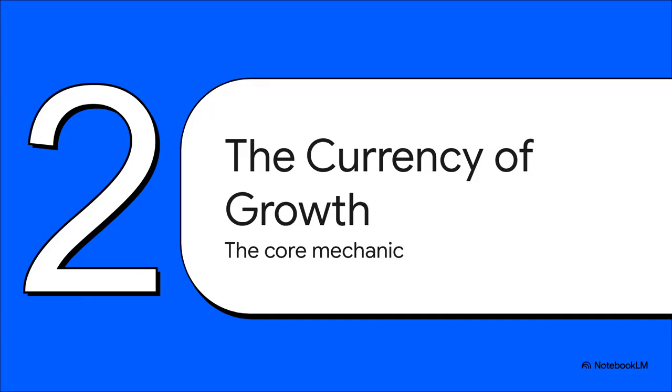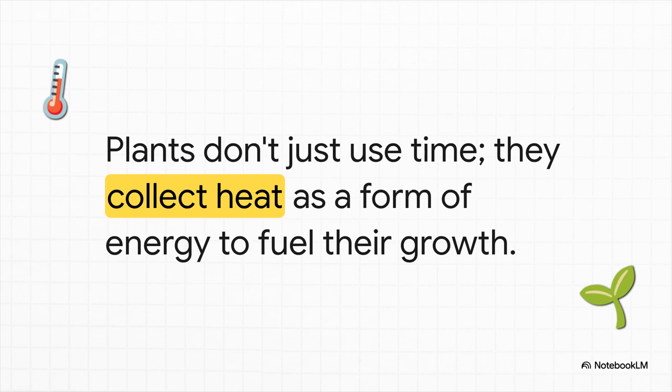Okay, so to really get how this model works, let's think about a plant's life like it's a video game. To grow, to level up from a sprout to a full-grown plant, it can't just sit there. It has to earn a very specific kind of currency. And here's the first rule of the game: that currency isn't time. A plant honestly doesn't care if 30 days have gone by. What it really cares about, what it's counting, is how much energy, specifically in the form of heat, it's been able to soak up during those 30 days.